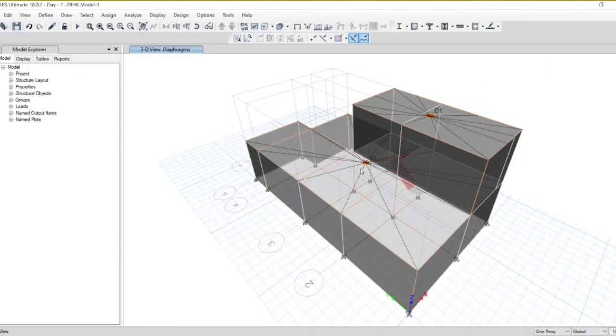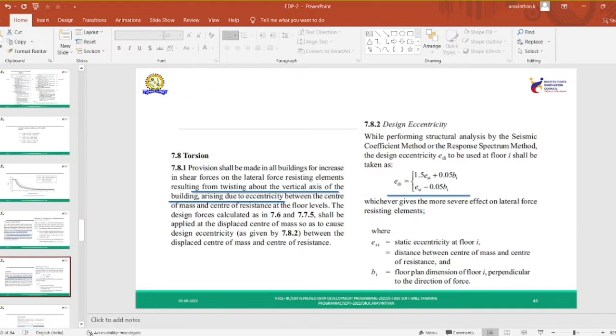If this is your mass center and your earthquake force is acting in some other direction, you will have some eccentricity. This eccentricity creates the torsion about the axis. At each and every floor, you will have a different center of mass and center of resistance, so these two are different. You will have a torsional effect due to external force. The external force is not going to coincide with this. The mass center will be on one side and the center of resistance on the other side. So due to seismic force, you will have different effects. This effect is termed the torsional effect.